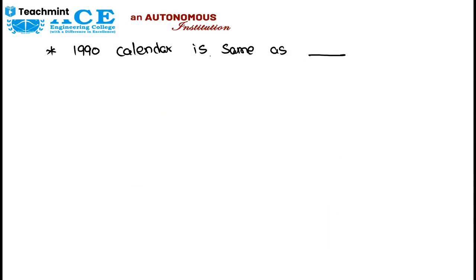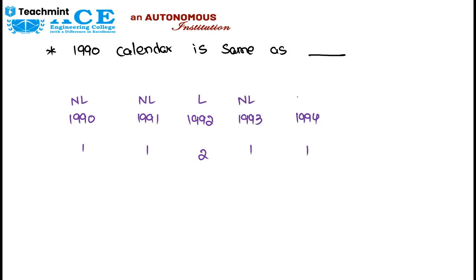1990 calendar is the same as what? You start at 1990. It's a non-leap year, 1 odd day. 1991, 1 odd day. 1992, for your information, it's a leap year. 92 is divisible by 4, 2 odd days. 1993 non-leap year, 1 odd day. 1994, 1 odd day. Sir, already 4, 5, 6, and now 7 odd days completed.